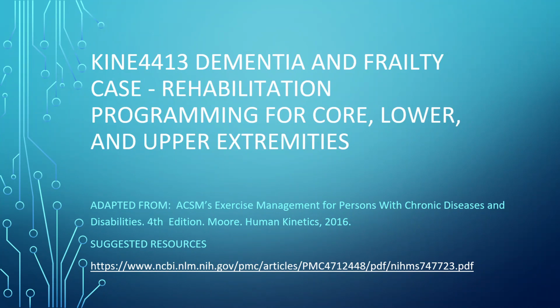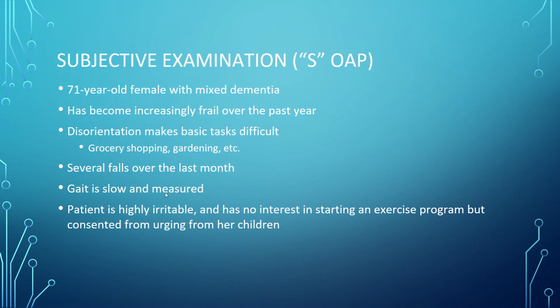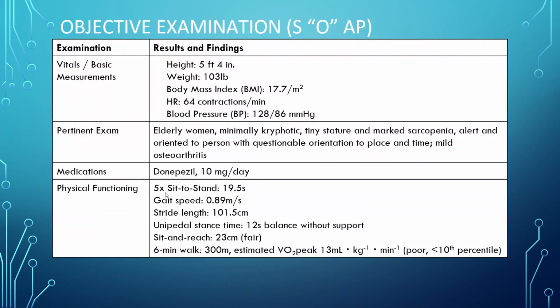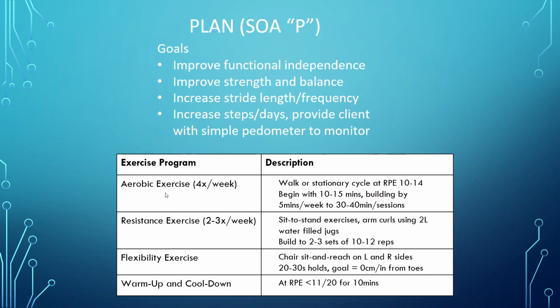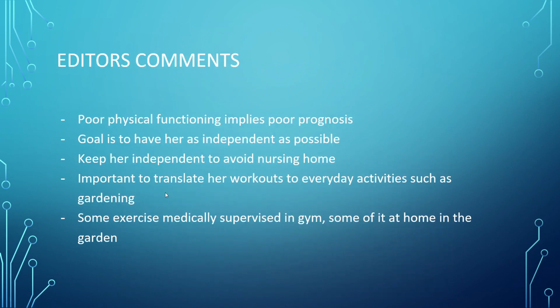Let's start off by looking at the individual with dementia and frailty. These are merely summary slides, but there are additional resources that you can refer to in addition to your lab reports. So for each of the 3 individuals, we have their subjective examination, their objective examination, their assessment, as well as a plan when it comes to the types of goals that the individual should have and the types of exercises that they should be performing.